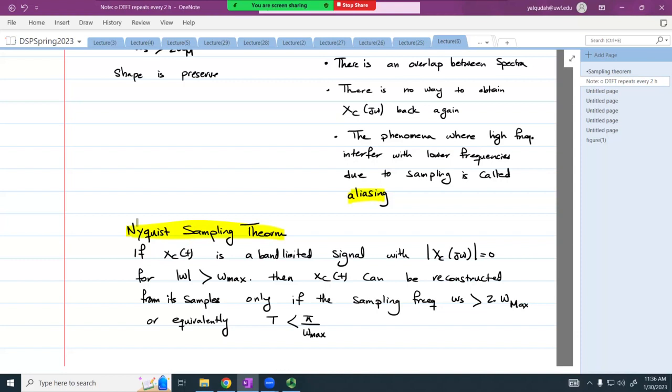Then we can always reconstruct the signal if I were to take samples at a rate omega s that is greater than twice the maximum frequency of the signal.